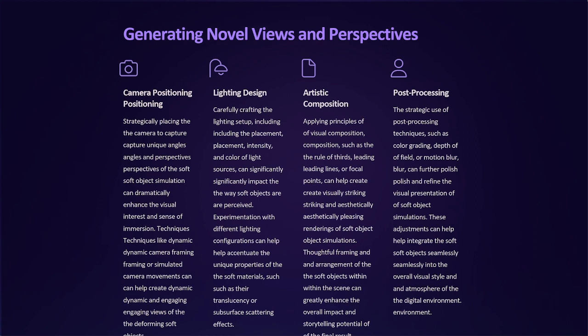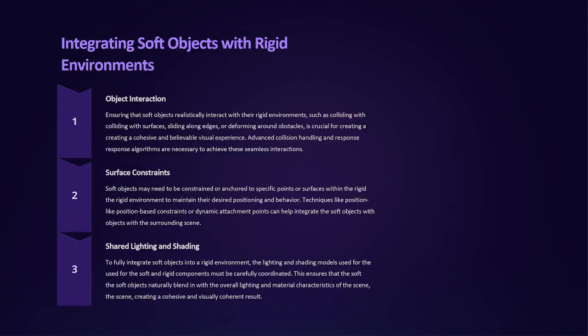The strategic use of post-processing techniques such as color grading, depth of field, or motion blur can further polish and refine the visual representation of the soft object simulations. These adjustments can help to integrate the soft object seamlessly into the overall visual style and atmosphere of the digital environment. Now let's see integrating soft objects with the rigid environment.